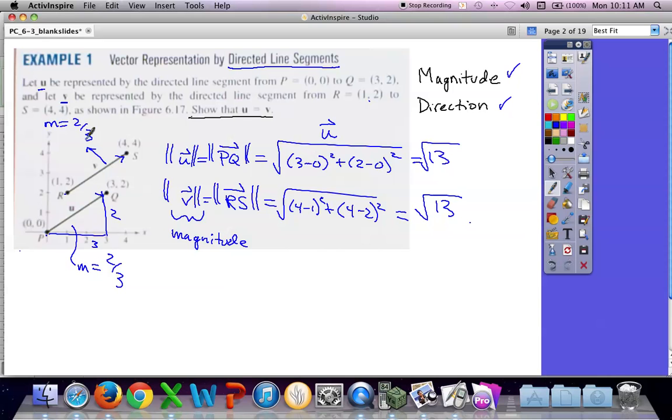Clearly, they're not in the same place. These directed line segments are not in the same place in the plane, right? But vectors don't have a position. That doesn't have to be the same. So you could take any vector anywhere, and you could bring it back to the origin. If you do, that's called the standard position. Any vector that starts with its initial point on the origin, that's called standard position.